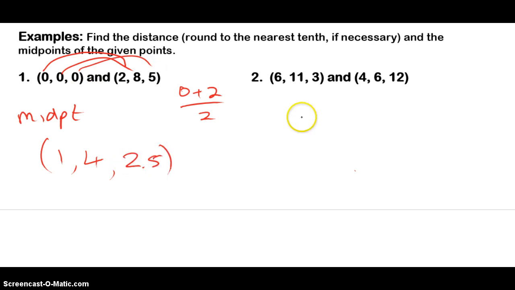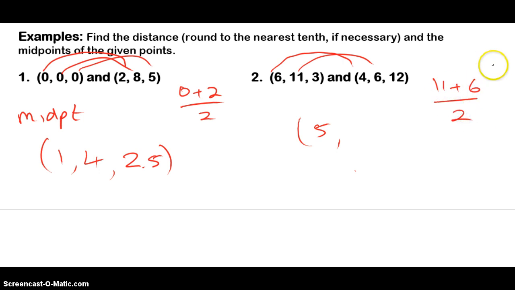Now let's do the same over here. So what's the average of 6 and 4? That's 5. What's the average of 11 and 6? Let's just do that. 11 plus 6 divided by 2. 11 plus 6 is 17. So that's going to be 8.5. And then 3 and 12, 3 plus 12 divided by 2. So that's 15 divided by 2 is 7.5. Nice and easy.